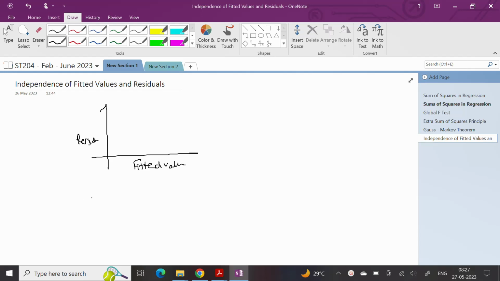What we know is our fitted values y hat are linear functions of y. So we write it as Hy, and residuals are also linear functions, but they are (I minus H) into y. Correct? Where H is my hat matrix. We know H is X (X prime X)inverse X prime. This is my H. So we will try to see if we can prove that these are independent of each other.